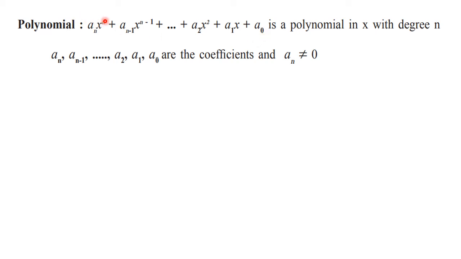The highest index here is n. Then a_(n minus 1), dash dash dash, a2, a1, a0, all these are coefficients. And the condition is what? a_n cannot be 0. Because if a_n is 0, then the degree of the polynomial will not be n. So this is an important condition. If you want to write down a polynomial with degree 5, say, then the coefficient of x raised to 5 cannot be 0. That is important. So this is the definition of polynomial.